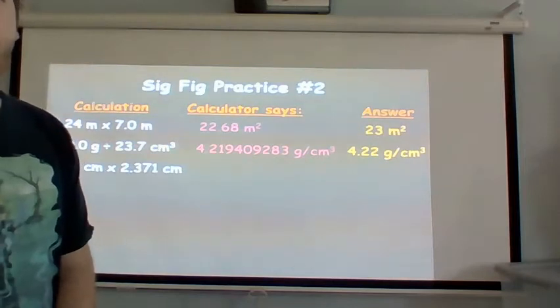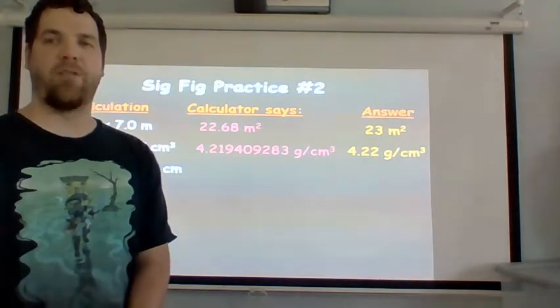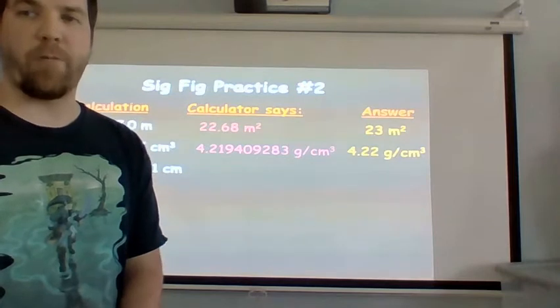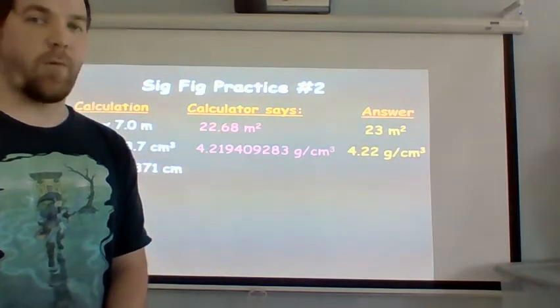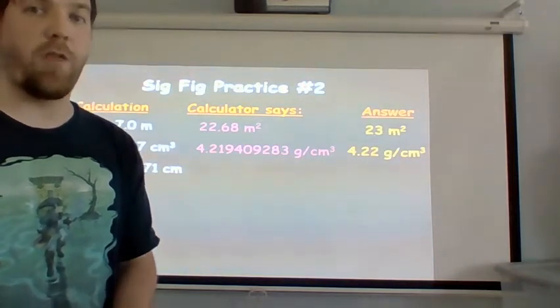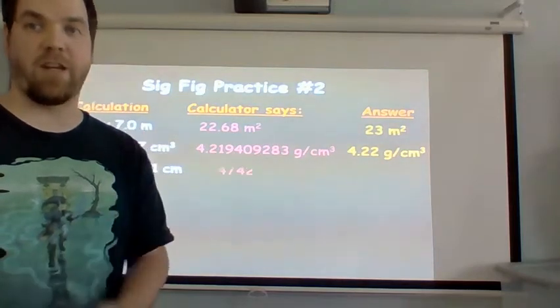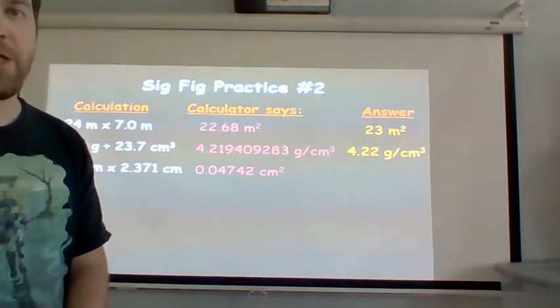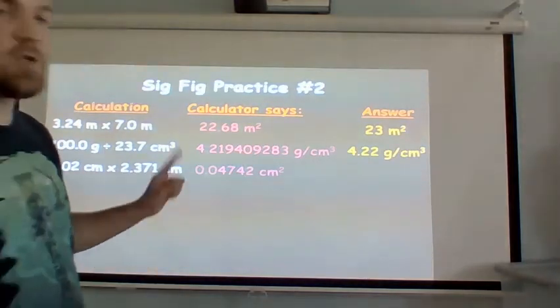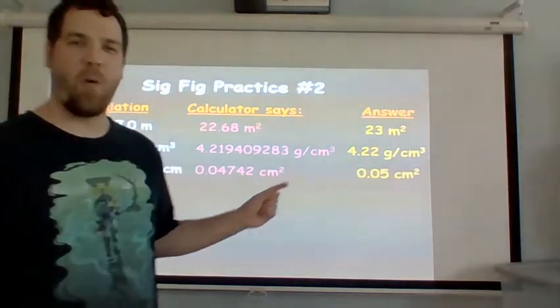Now this might be a tough one. The 2 numbers we have are 0.02 and 2.371. The least number of sig figs is 0.02 with only 1 sig fig. So we write out the calculator answer, and then we round it to 1 sig fig, which is 0.05.